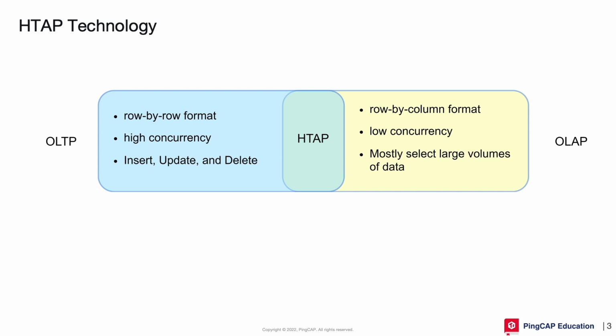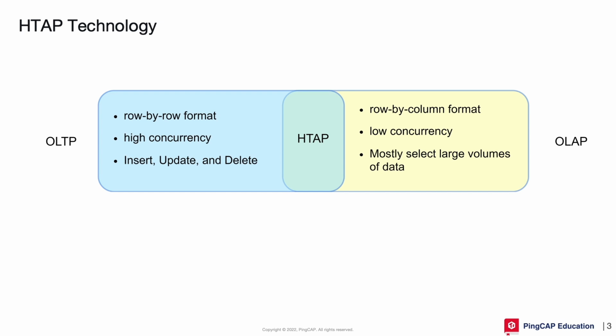If you look to the right, you will see OLAP. OLAP functionality includes row-by-column format. This use case requires a column store. Well, require may be a bit strong, but analytic databases usually use a column store. Next we have low concurrency. This one is mostly select large volumes of data. OLAP queries commonly scan vast amounts of data. Sometimes the data may be scanned multiple times by a single query.